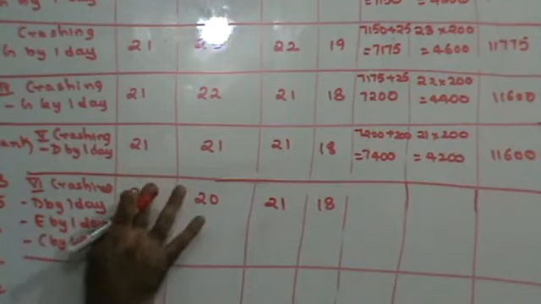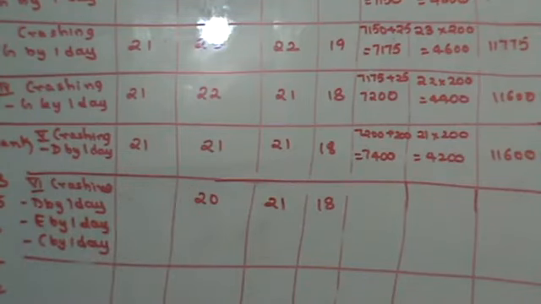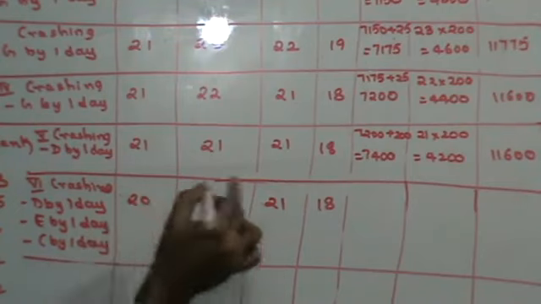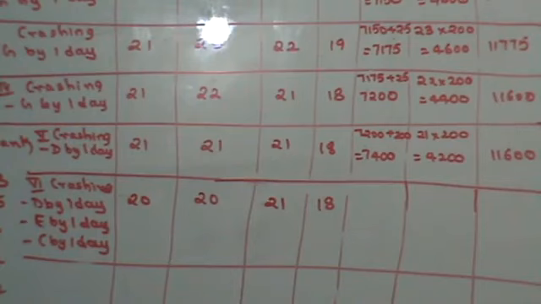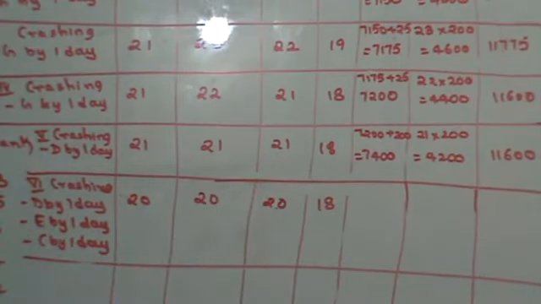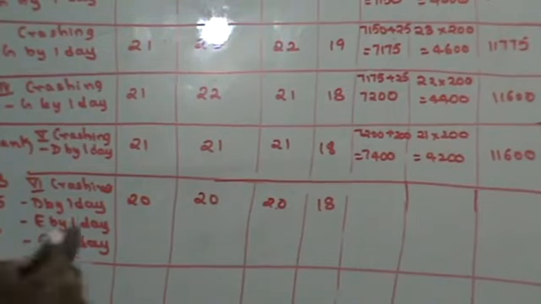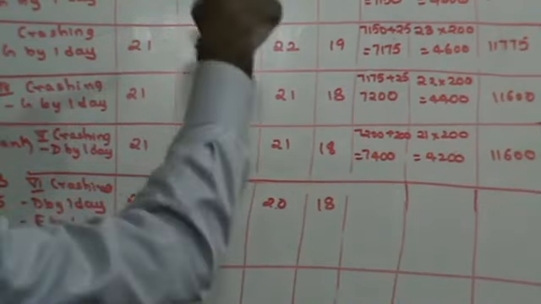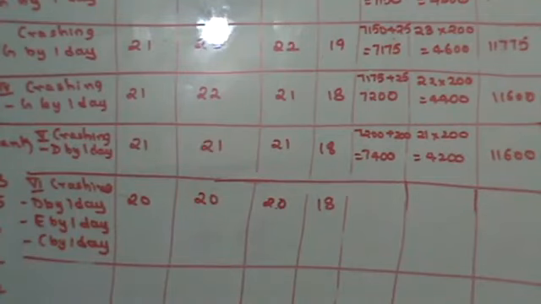Right? So if I crash E by 1 day, then this will become 20. If I crash C by 1 day, this will become 20 again. No, sorry, I'm crashing D, E and C. The last path does not have anything, right? And A, D, F, G does not have E and C, right?